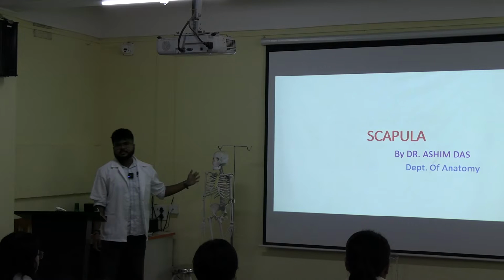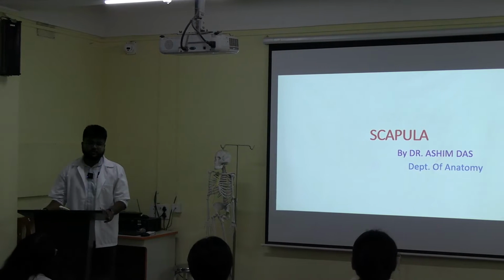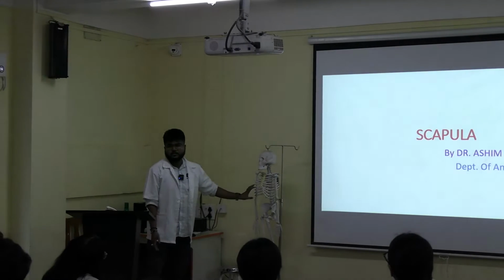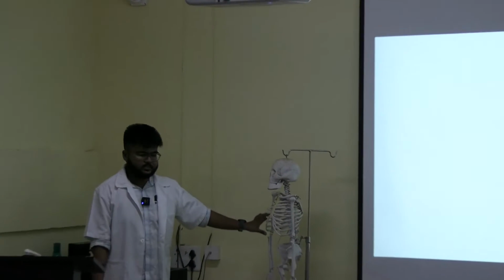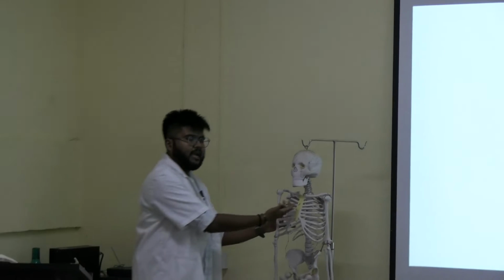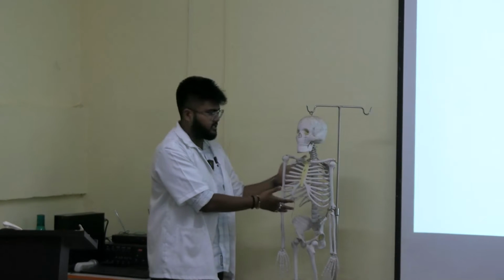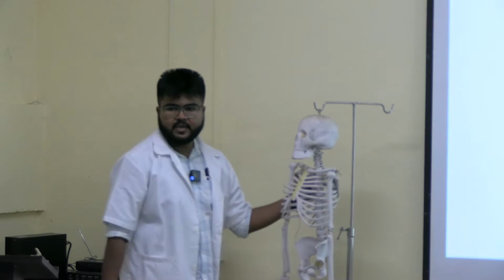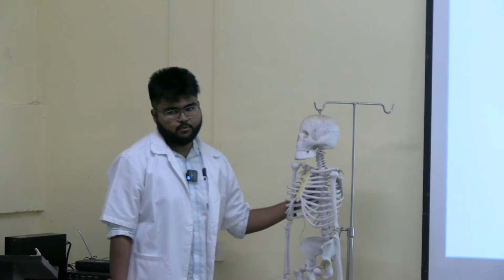This scapula bone is located mainly in, this portion is called which region? This is the thorax, meaning the thoracic cage. This is your anterior view, and this is your posterior view. So posterior to your thoracic cage, this is your scapula bone.